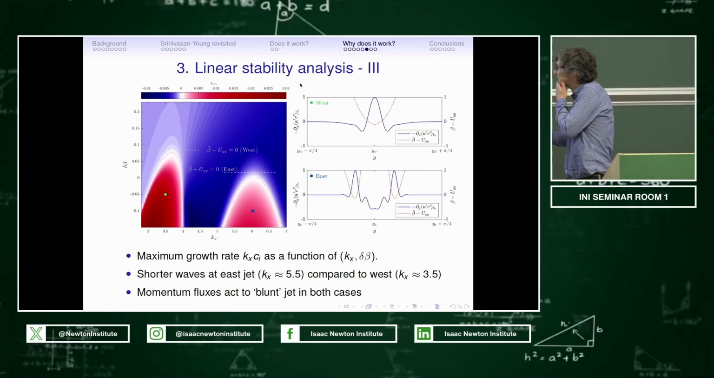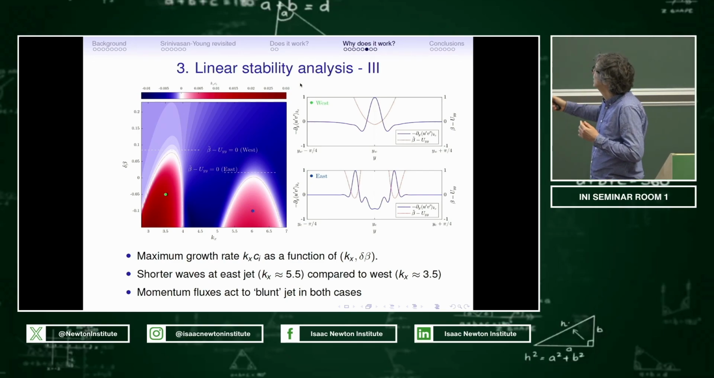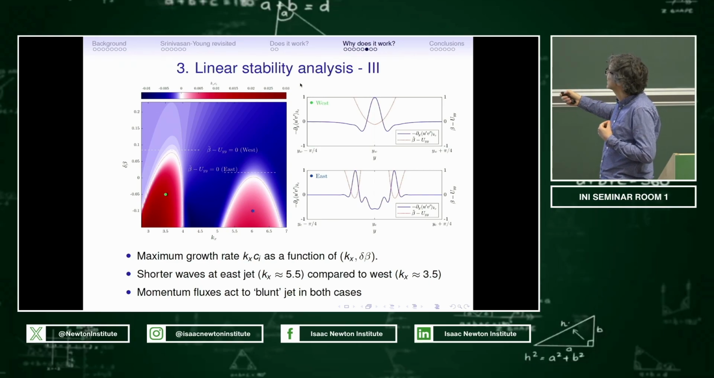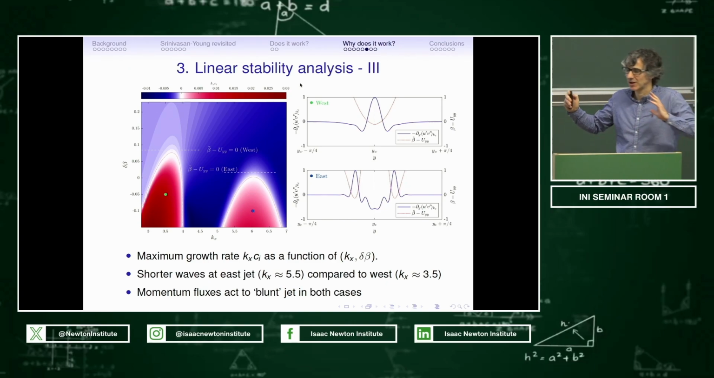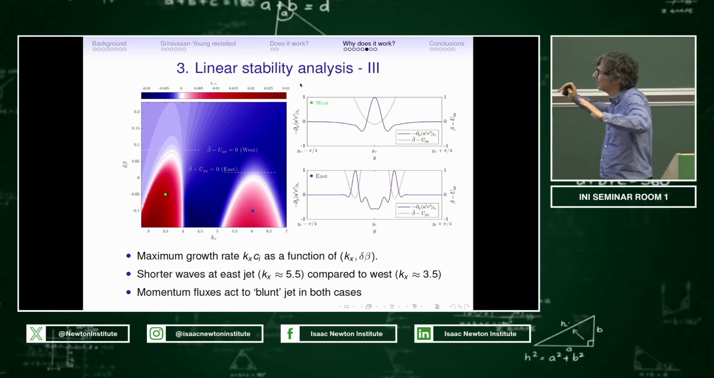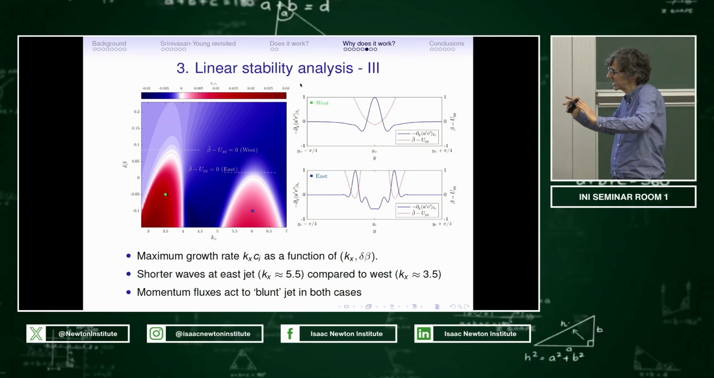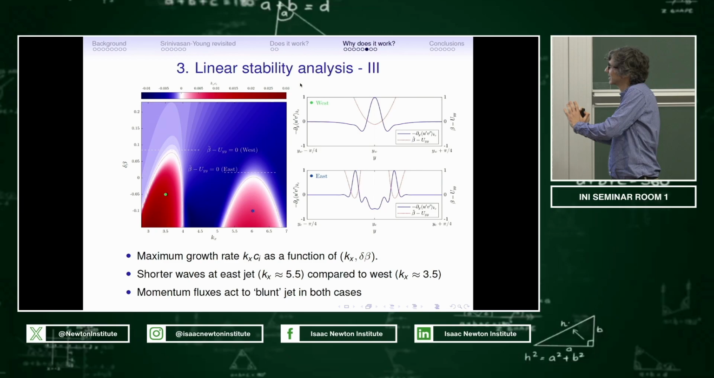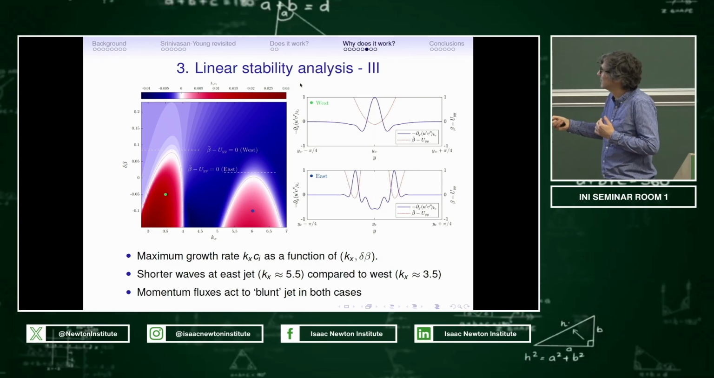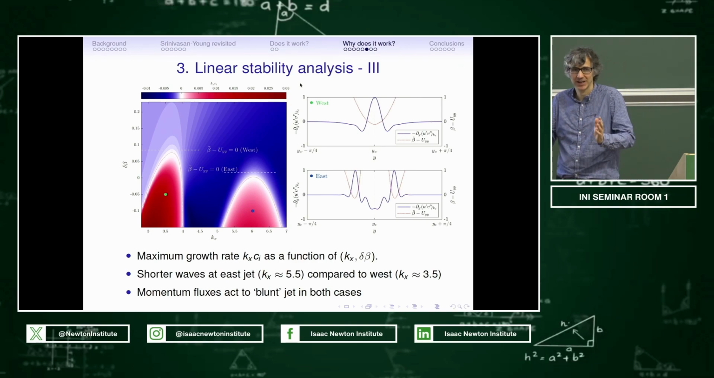You can calculate the eigenfunctions and the momentum fluxes associated with these waves from those. And you see that those momentum fluxes act to blunt the jets in both cases. So the momentum fluxes associated with our original forcing are acting to sharpen the jets and send them into an unstable state. These emergent instabilities will act to blunt them again, so we can hope for an equilibrium.